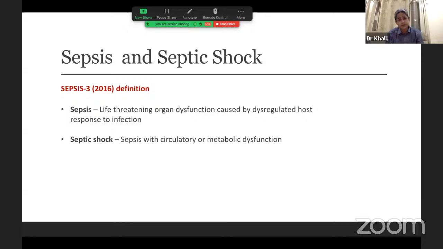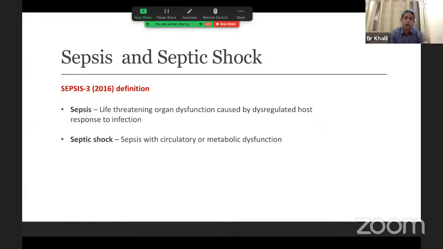Now coming to the definition of septic shock. Sepsis with circulatory or metabolic dysfunction is regarded as septic shock. Circulatory dysfunction means you will have clinical signs of shock. Either it is compensated, where you get tachycardia, tachypnea, prolonged cap refill time, your extremities may become cold. You may have either low volume pulse or bounding pulses.